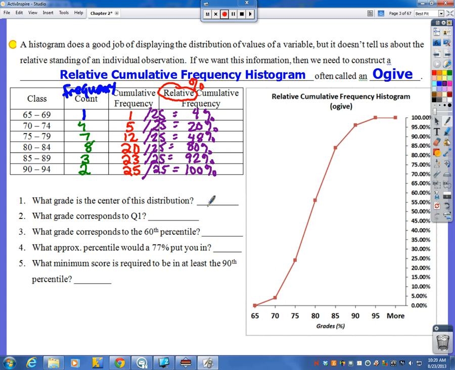It's these numbers here that we're going to use to create the ogive. And again, you don't have to create it, but this is how it is created. You need these relative cumulative frequency numbers that keep continually increasing until you have got all 100% of your data set.